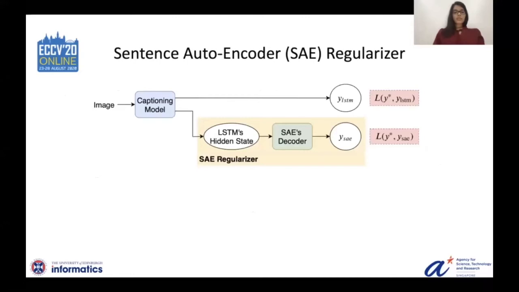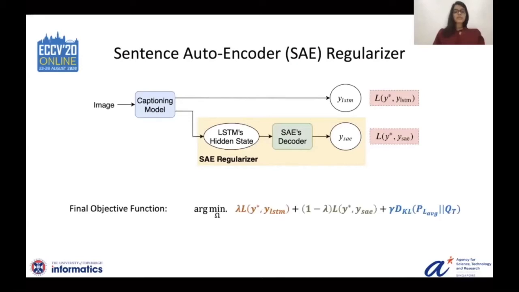This is the final model architecture with our conditional latent topic attention in the captioning model and the SAE regularizer plugged in as an additional arm during image captioning training. The SAE regularizer can be removed during test time, bringing no additional computations. The final objective function has two cross-entropy losses for the two generated captions and a KL divergence loss between the latent topic posterior and the LDA topic prior.